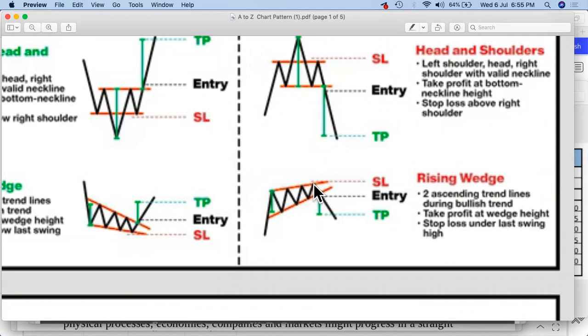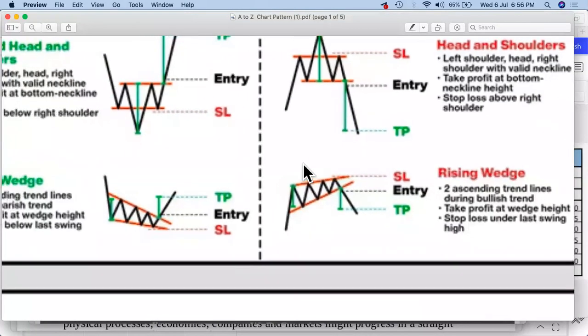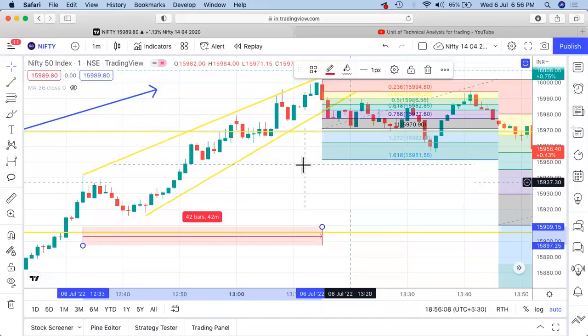So your last swing high is your stop loss. You have to take an entry over here, and whatever is the height of your wedge. So for example, if this is your wedge height, this is your target in the downward direction. This is what is there as per theory. In terms of practical things, there are different aspects we need to consider. I'll tell you one by one how it has to go.